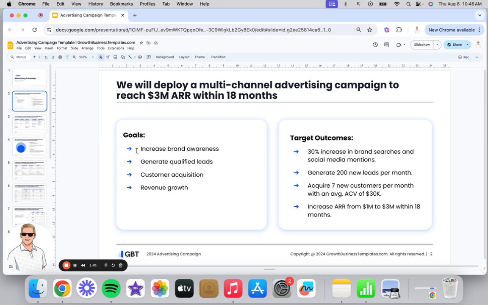The first slide is all about just stating the goals of the campaign. You want to be very clear on what you're trying to accomplish here, and then if you achieve those goals, what the target outcomes would be. You can see that here. And then at the top, you have a nice pithy action-oriented headline to summarize the slide.